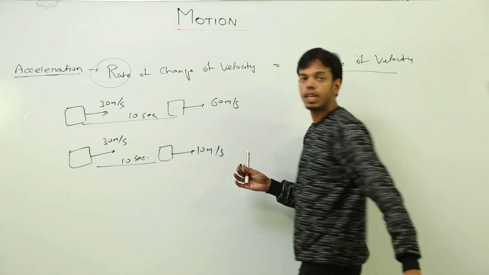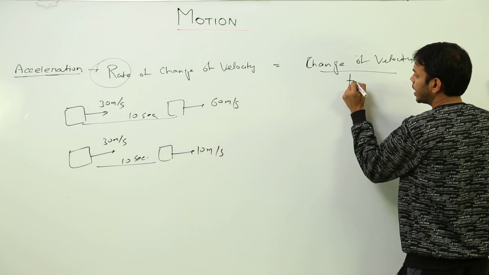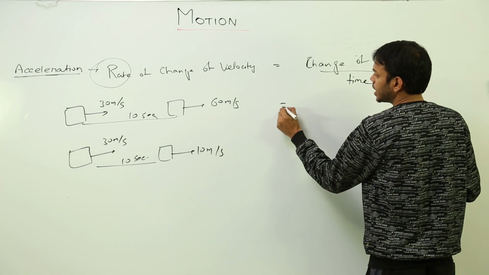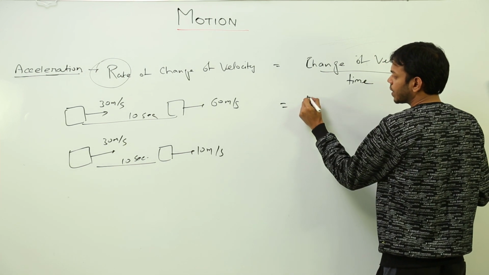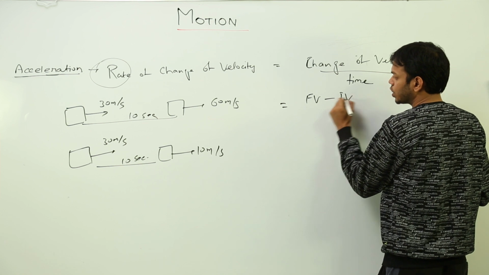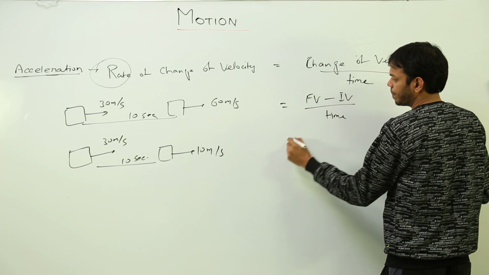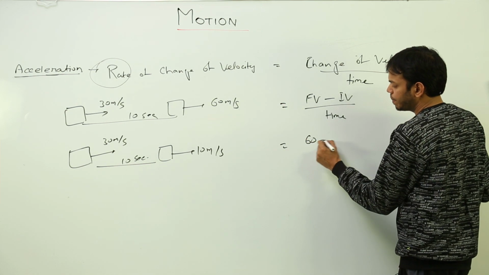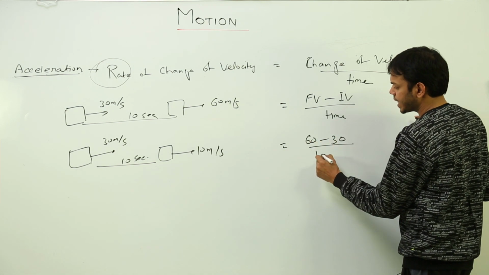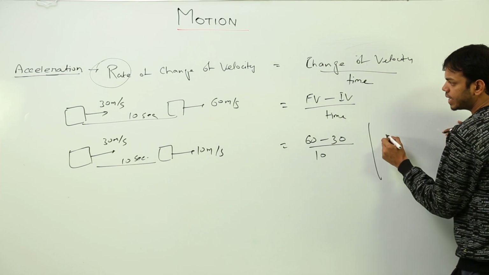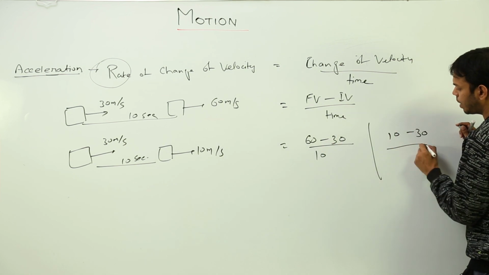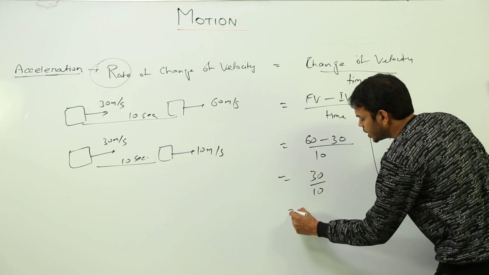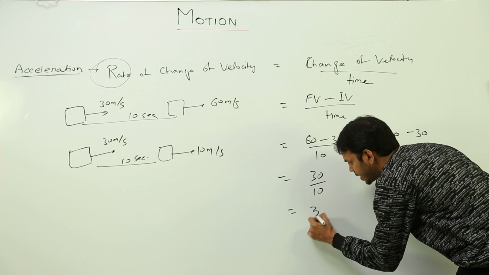Rate means the physical quantity is getting divided by time. So change of velocity upon time means final velocity minus initial velocity upon time. What is the final velocity? First case, it says this is 60 minus 30 upon time, which is 10 seconds, whereas in the second case this is 10 minus 30 upon 10 seconds. This becomes 30 upon 10, which is 3 upon 1, that is 3.